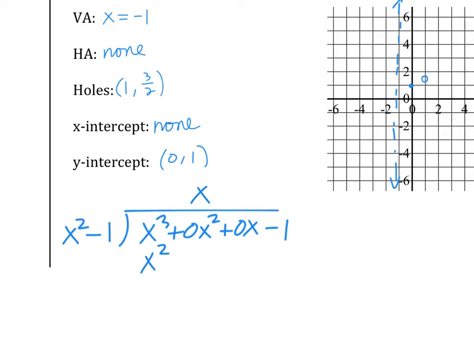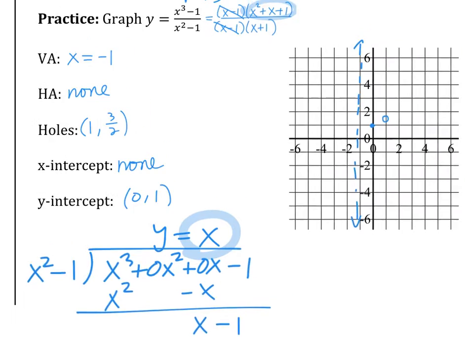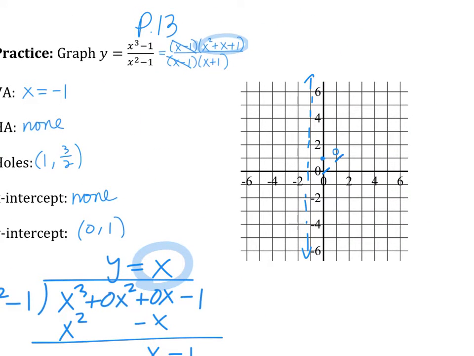Well, I think I put this in the wrong place. X minus x. Subtract down, that is x minus 1. That's it. So the slant asymptote is the quotient. So then it is y equals x. So y equals x looks like this. So our graph is going to look like this, because without the slant asymptote, you have no idea this graph is going to go slanted. But yes, you can find the slant asymptote.